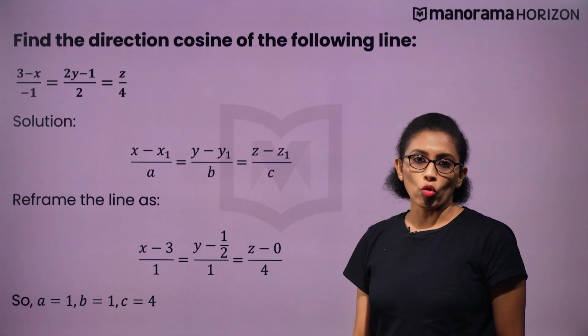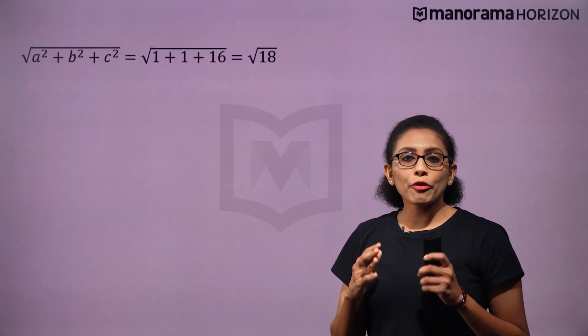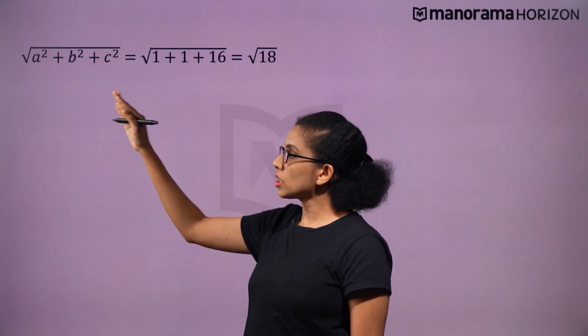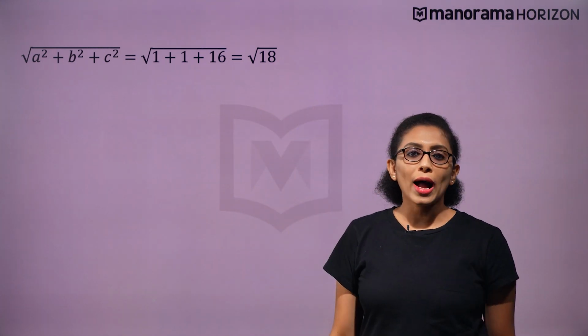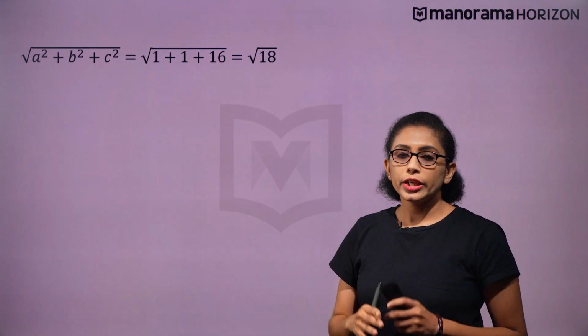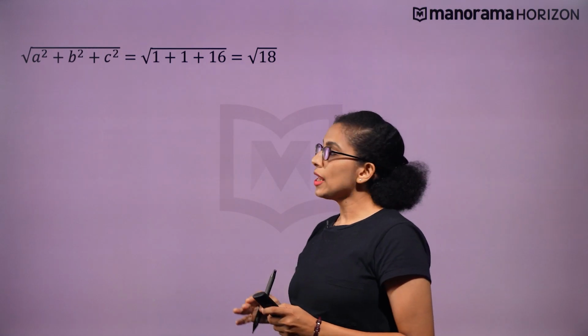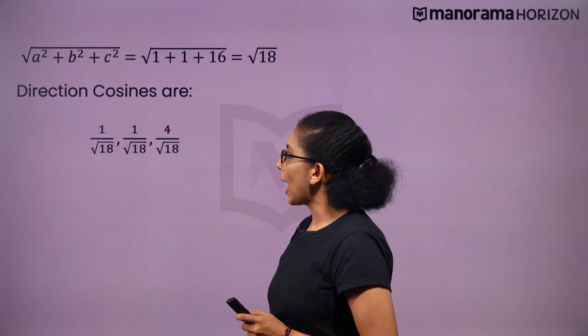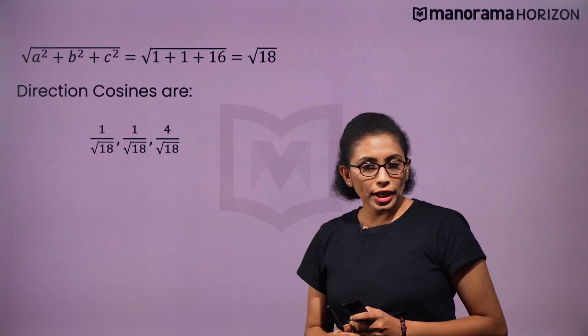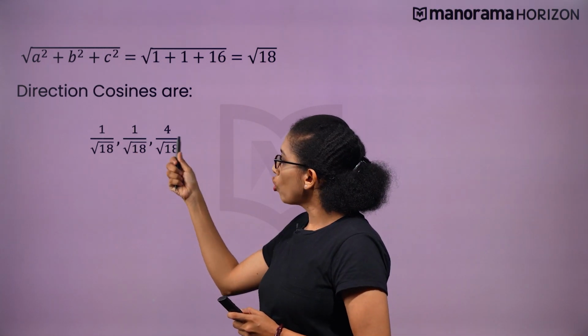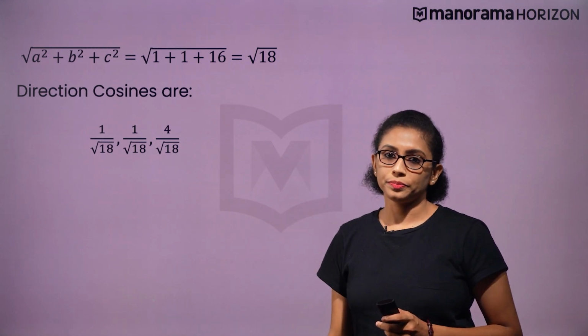Alright. Now we have to find the square root of a square plus b square plus c square. Substituting the value, we get the value as root 18. Now, put these values in the equation of a direction cosine and we get the direction cosine as 1 by root 18, 1 by root 18. The z coordinate will be 4 by root 18.